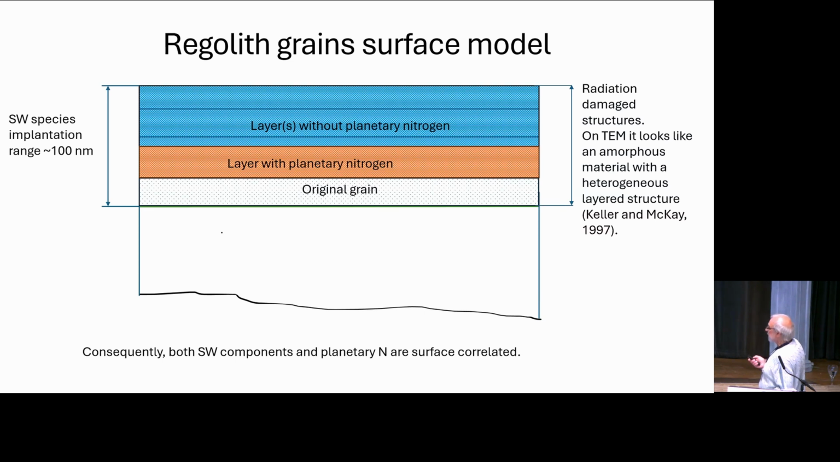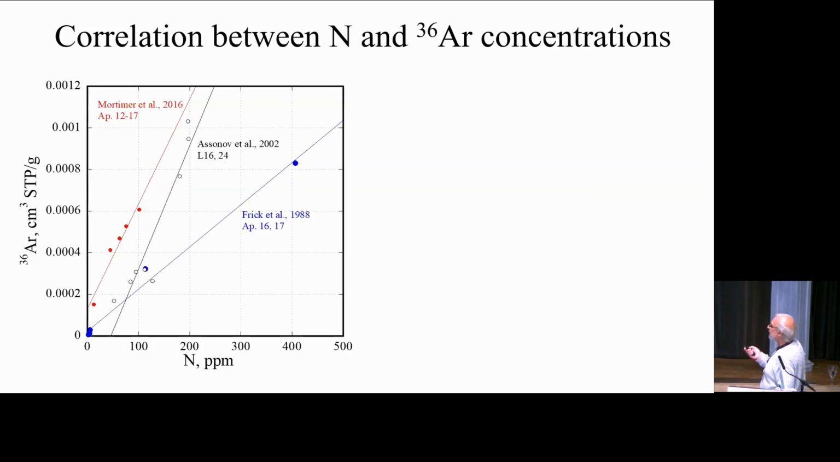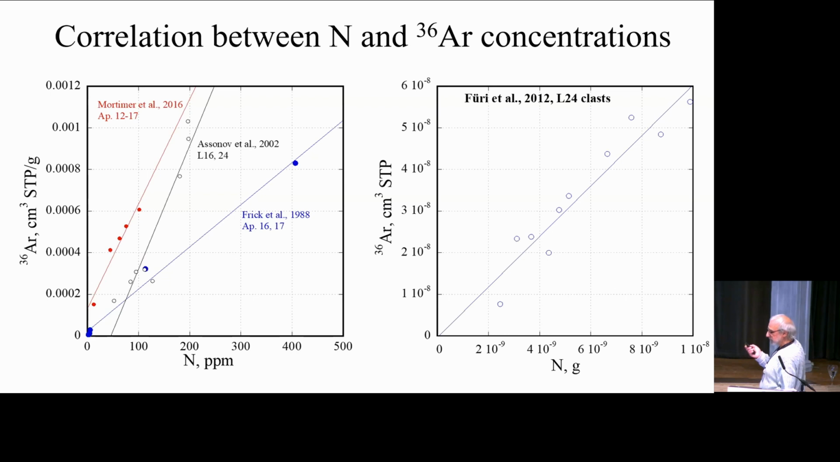If this model works, it means that nitrogen and argon are both surface correlated, and their concentration should depend on grain size. Here I show the correlation between nitrogen and argon, which is definitely surface correlated. So it confirms that this model works.